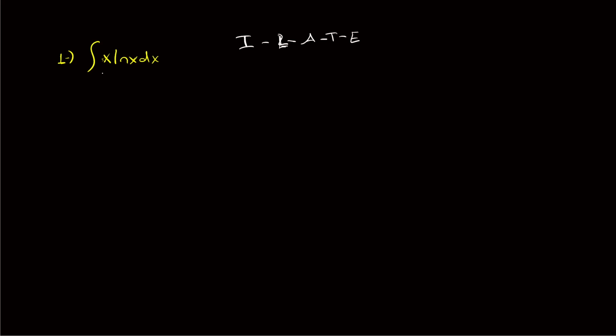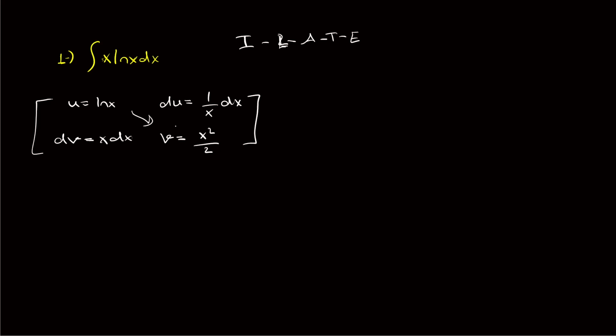So u is going to be ln x, and du is going to be 1 over x dx when I differentiate both sides. dv is going to be the remaining, what do we have? x dx. Now integrate both sides. v is equal to x squared over 2.